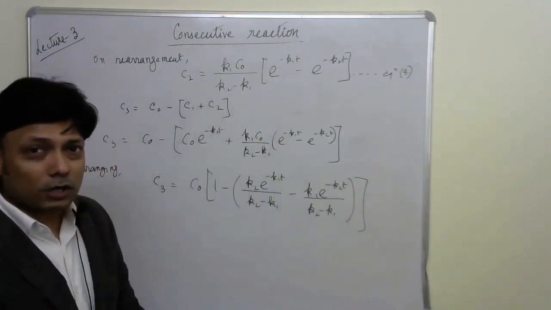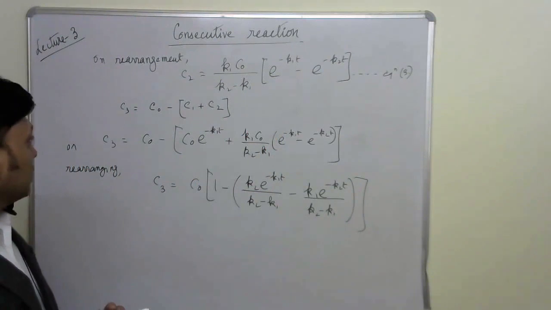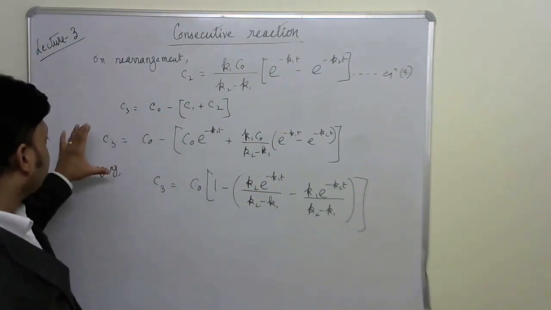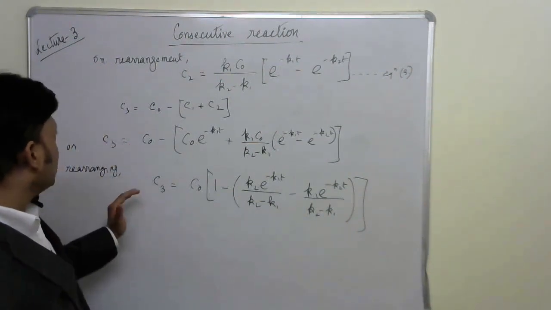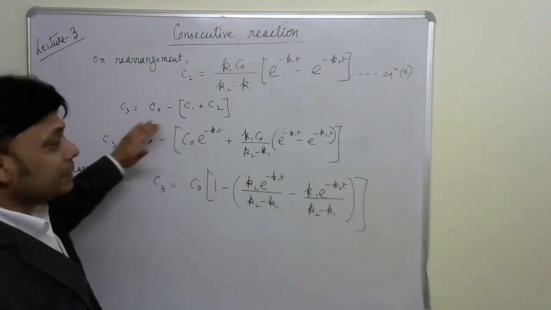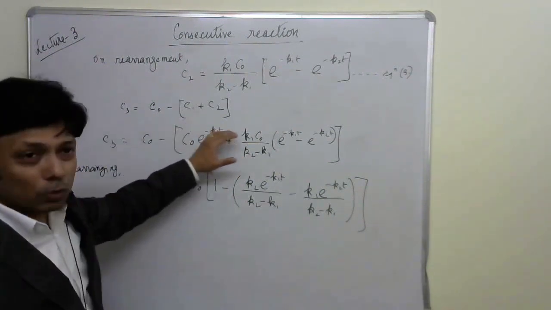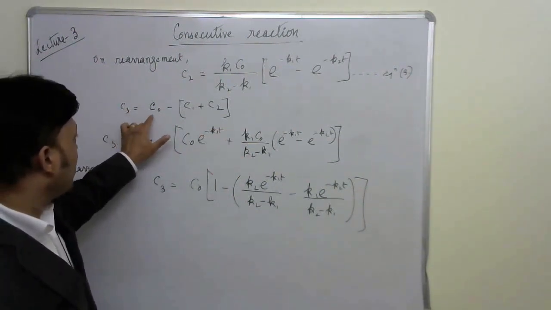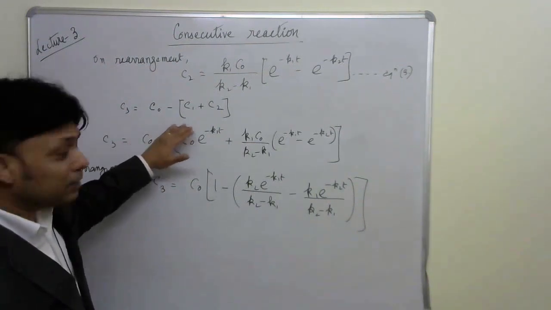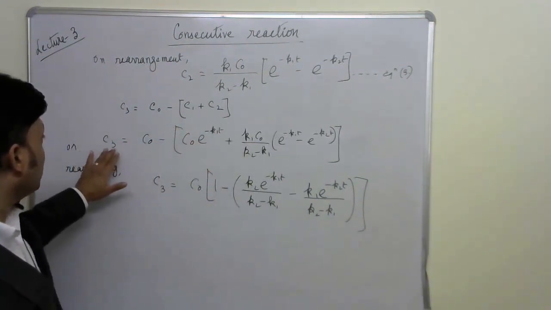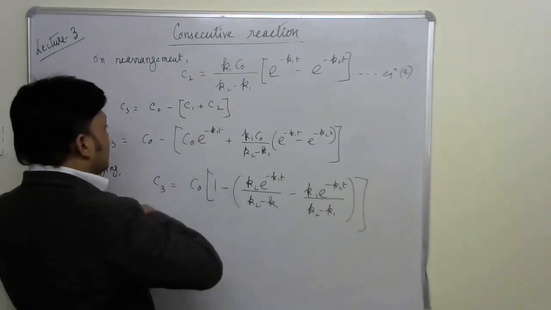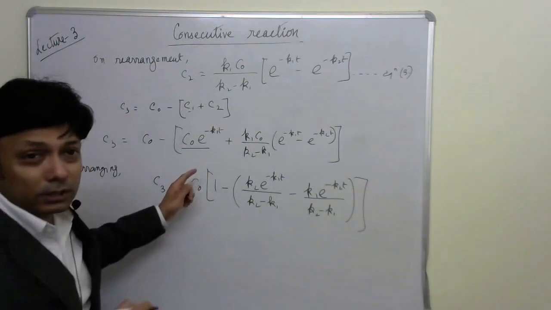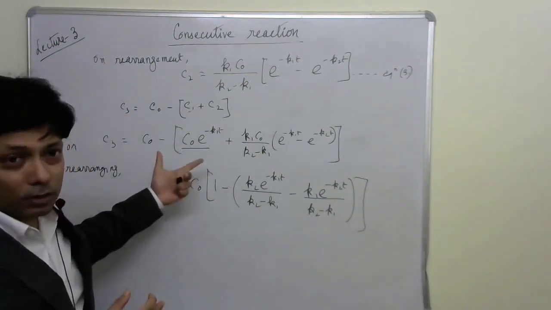So now it's our turn to do that in terms of C3. So how can we get to C3? Remember, to go for C3, we will follow this step. We take the help of equation 1, where C3 at any time can be represented by C0 minus C1 plus C2. So C3 is equal to, for C1 we can write C0 e to the power minus K1t. This comes directly from the first order decay.